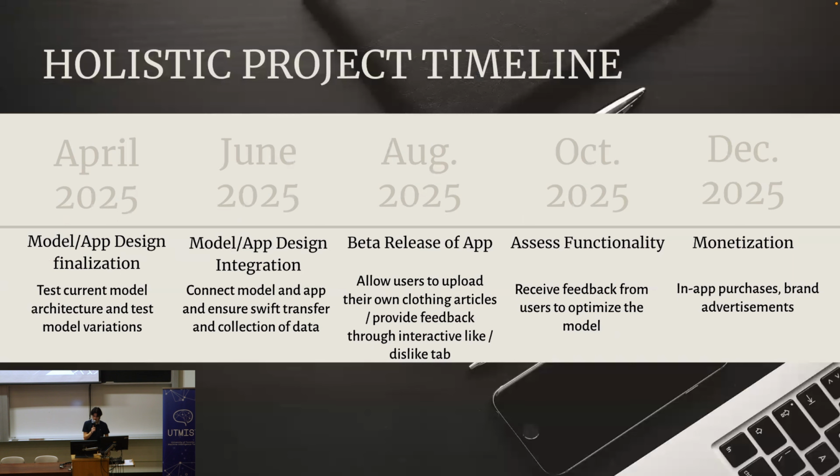So this is the projection timeline. We've planned to have the model and app design finalized by April, where we can test our model and make sure that it works properly, and then head on to the app integration. Again, just making sure the model can seamlessly integrate, where we can have the data transfer happen swiftly and easily. And then the beta release of the app, assess the functionality, and then monetization if we're gonna make it something real.